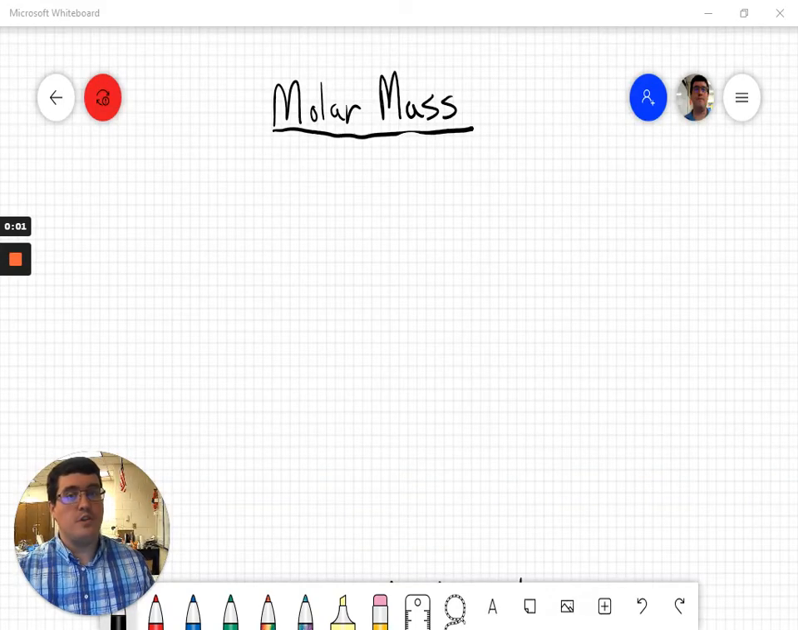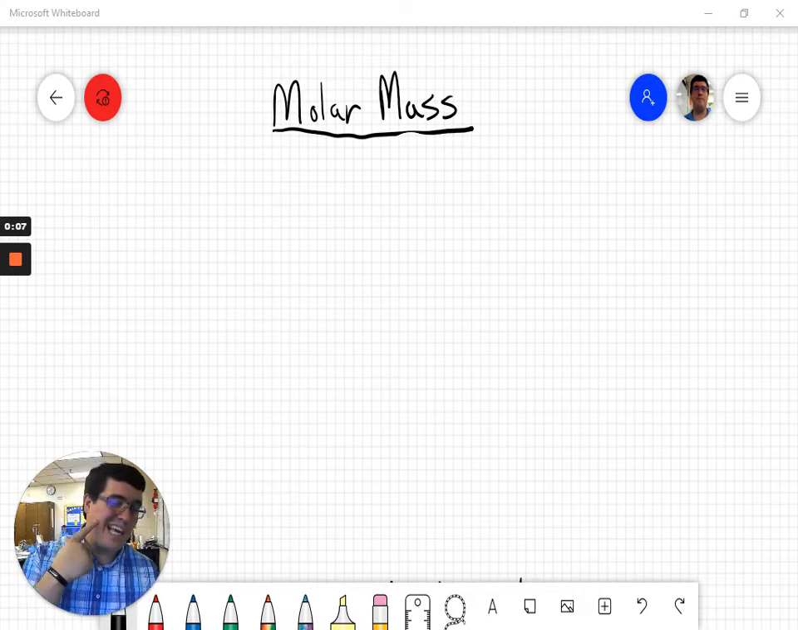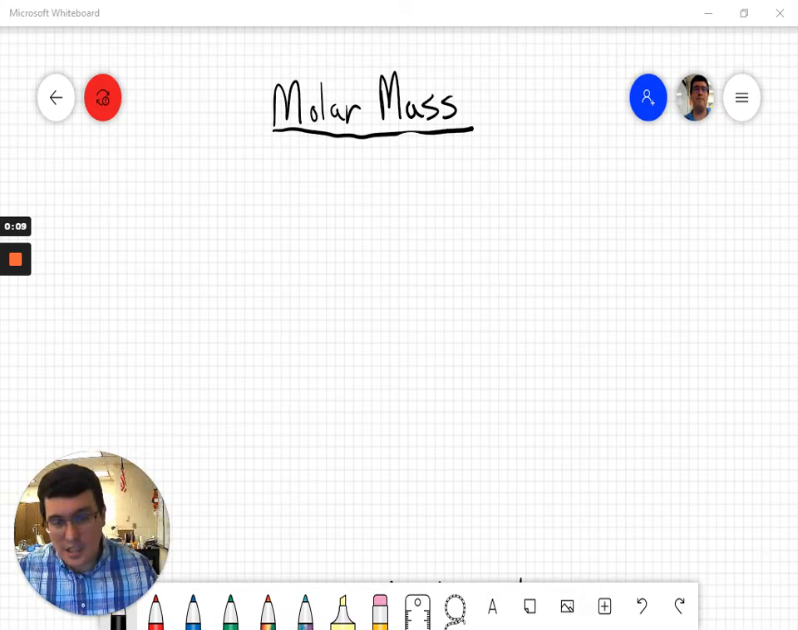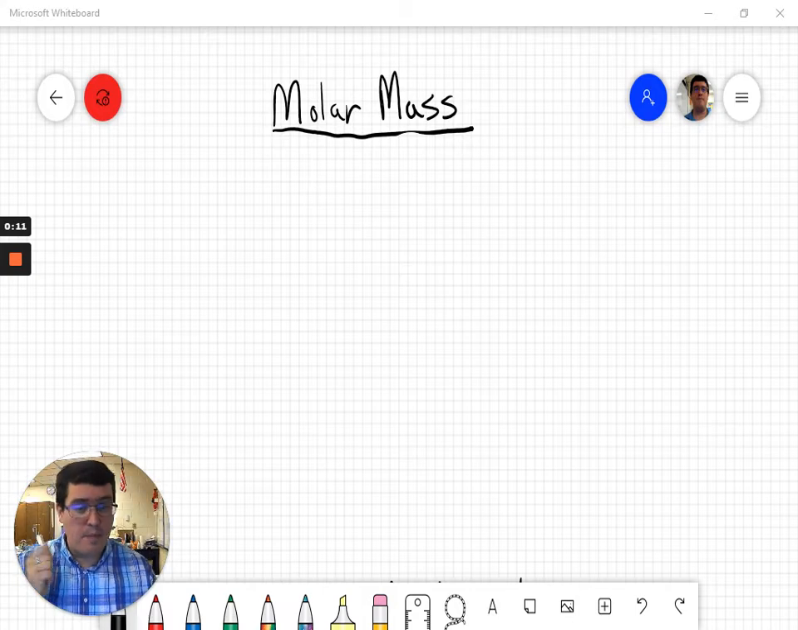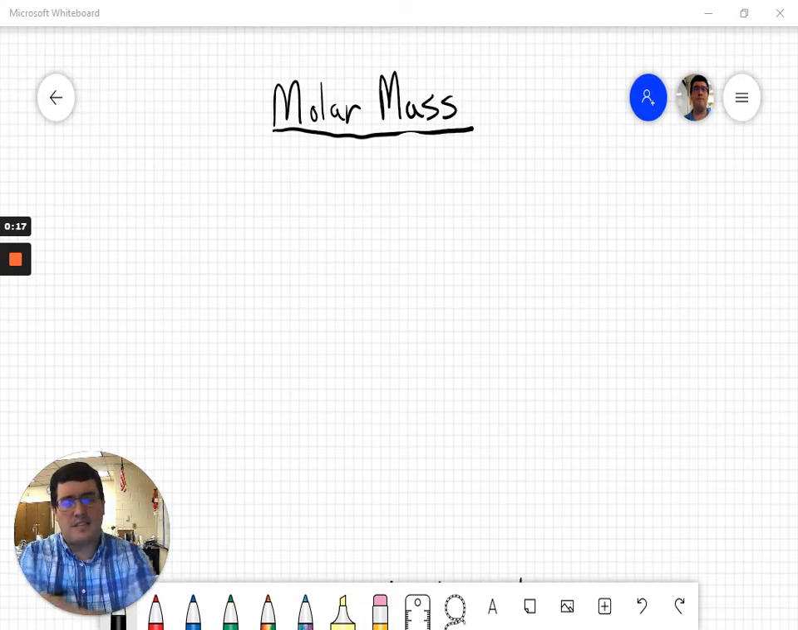All right, what we are going to do is look at a concept called molar mass. And no, this isn't like molar, like the back of your teeth molar, although some people equate this to pulling teeth. This is what molar mass is: it's the mass of a mole.